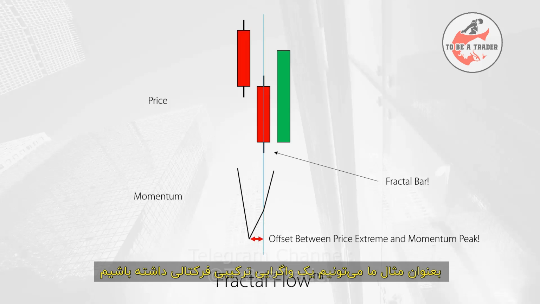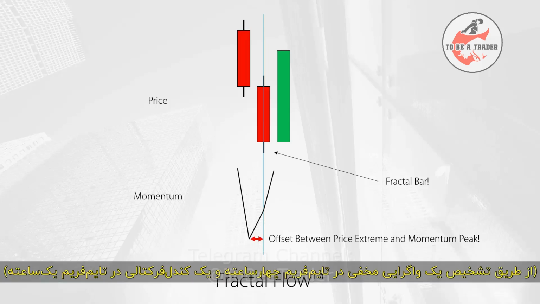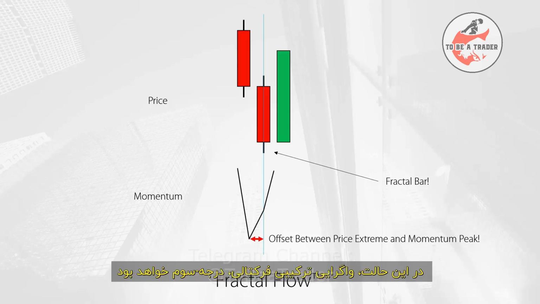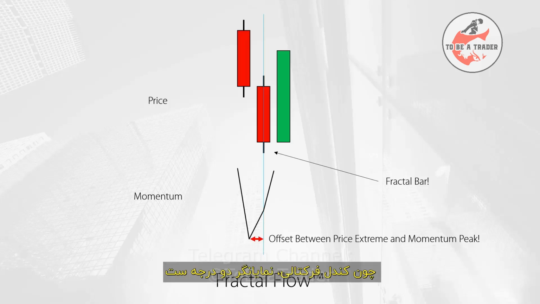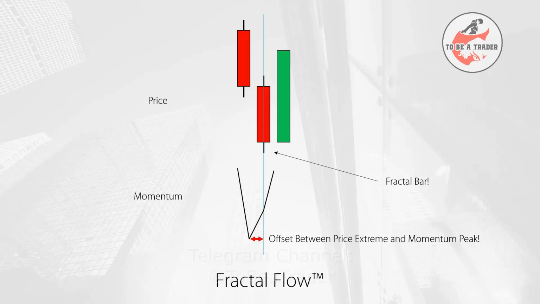For example, we can have a fractal hybrid divergence by spotting a hidden divergence in the 4-hour timeframe and a fractal bar in the 1-hour timeframe. In this case, it would be a third-degree fractal hybrid divergence because the fractal bar represents 2 degrees, and we obviously have the first degree coming from the hidden divergence.